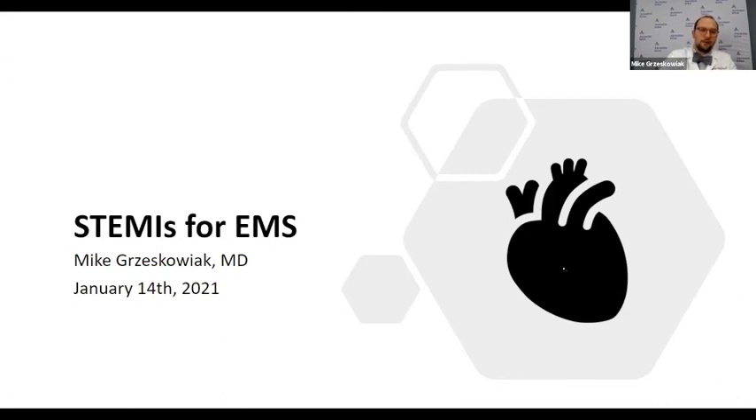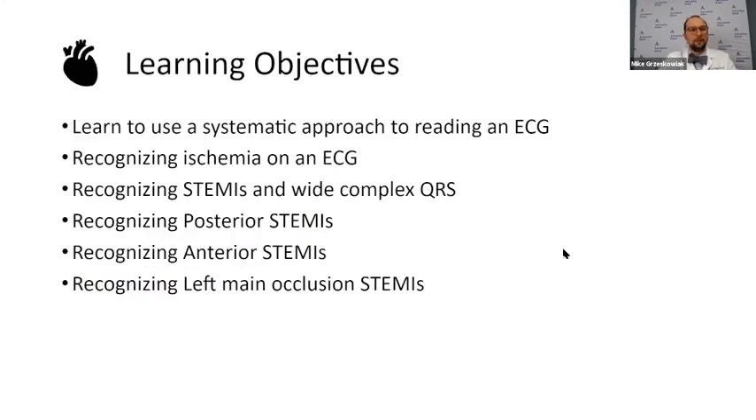The main thing that I'm going to go through today in terms of learning objectives is, one, how to read an EKG. Whenever you see an EKG in the field, you have to have a systematic approach to looking at key things in an EKG so you don't miss big things, especially in a chest pain patient, especially in a STEMI patient. Then we're going to go into ischemia and specifically focus on STEMIs.